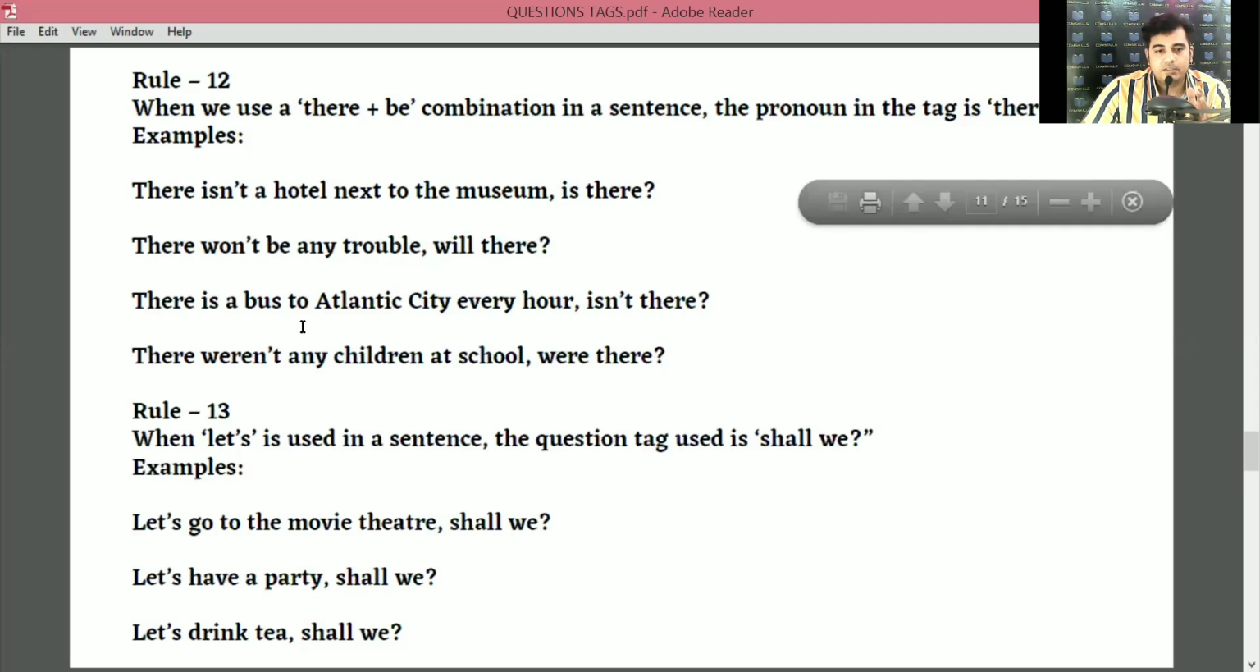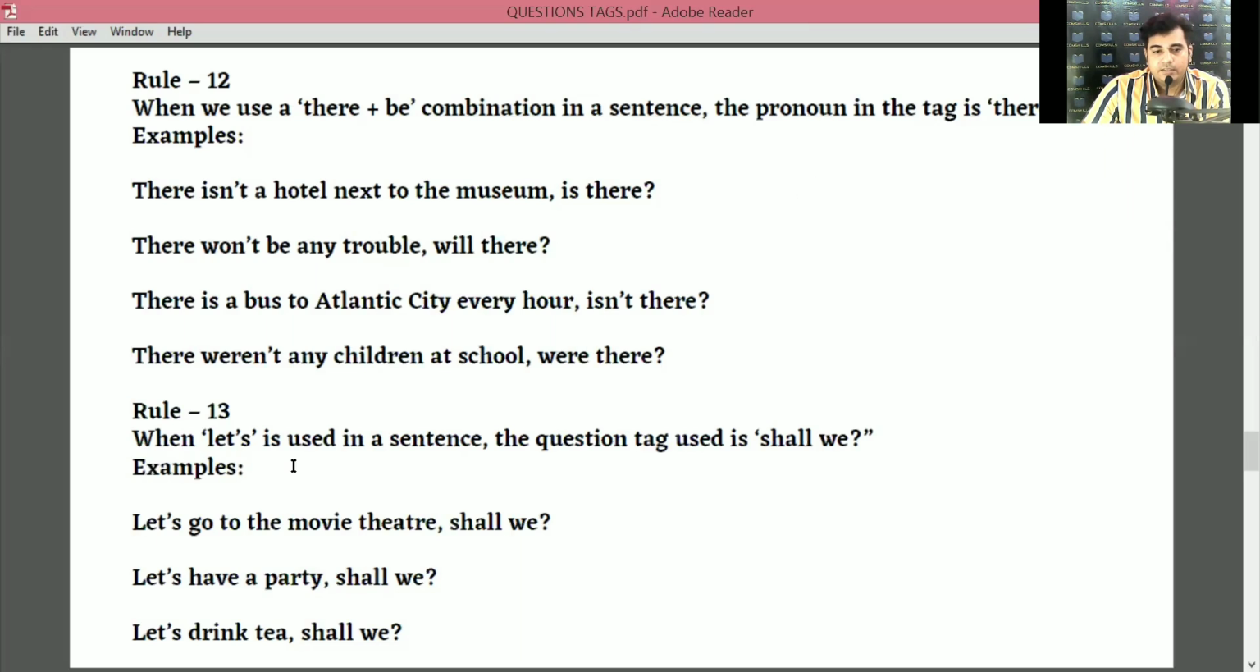There is a bus to Atlantic City every hour. Isn't there? So we're talking about the place, Atlantic City. There weren't any children at the school. So school is also a kind of place. So, were there? Here we are using only there. Okay.